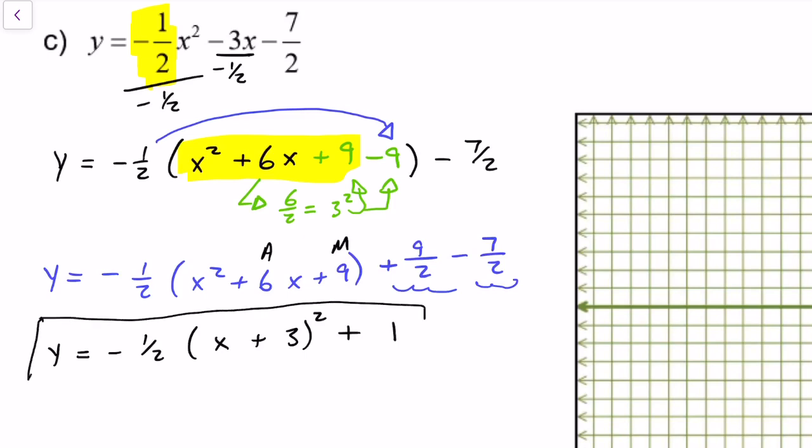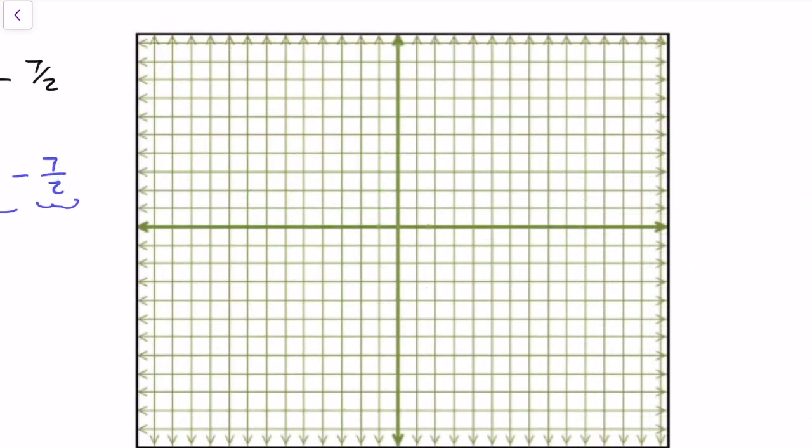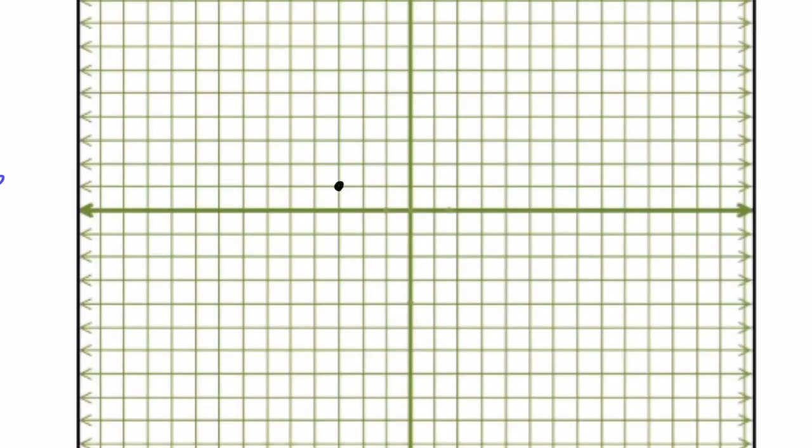This one's actually the nicest vertex we've had. So the vertex is at negative 3, 1. And we're ready to graph this. Vertex at negative 3, 1.